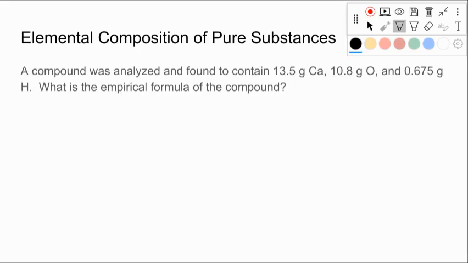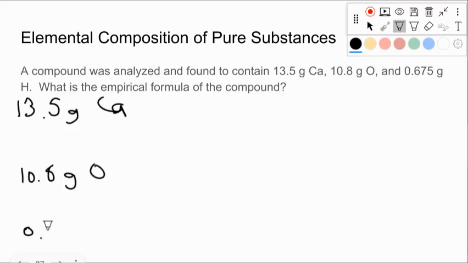So I'm starting with 13.5 grams of Ca. My first step is to convert everything to moles if I'm already in grams. If I was in percents, I would first change it to grams. So I got 13.5 grams of Ca, 10.8 grams of O, and 0.675 grams of H.